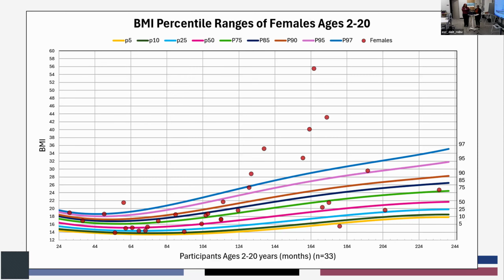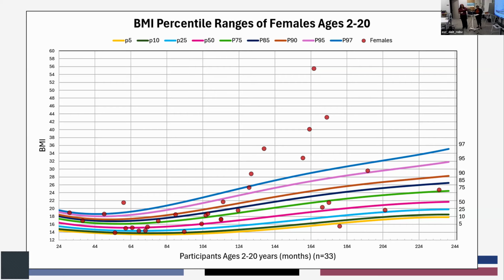Okay, guys, so we're going to take a look at some of the data that our questionnaire gathered from our patients. So we're looking at the BMI percentile ranges for females ages 2 through 20. At the bottom here, on our x-axis, we have the participants' age in months, and then we have their BMI, and this is plotted along the CDC recommended chart for individuals aged 2 to 20, and then is separated by sex for male and female.